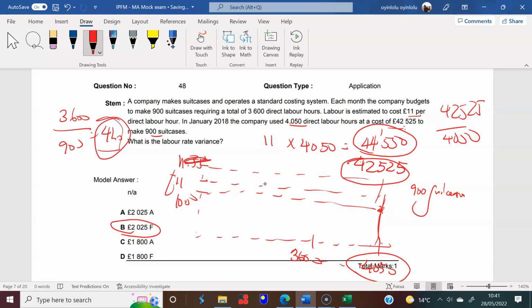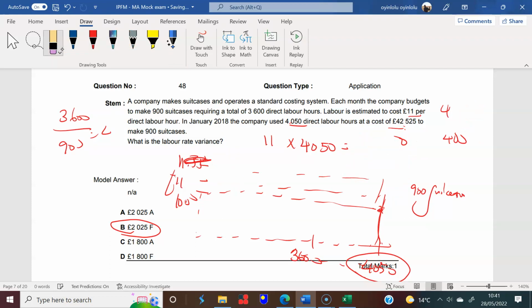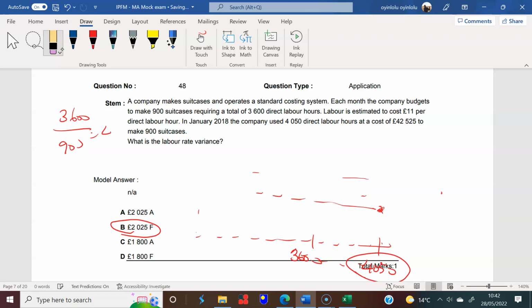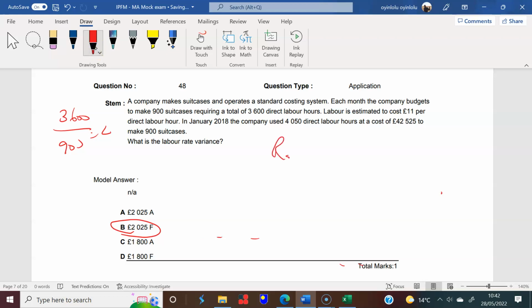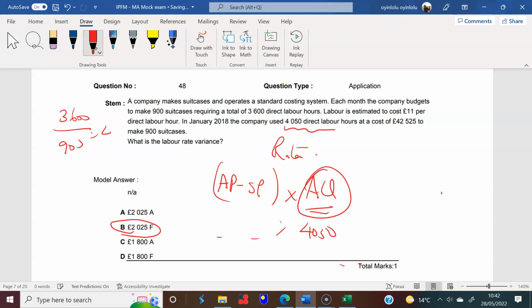So the thing about rate variances or price variances is that we're interested in the actual. I'll just give you a formula here as well, to consolidate learning. I'm not a fan of them, but here it is. When we're looking at rate variances, we're looking at actual price minus standard price times actual quantity. So we're interested in the actual quantity of input. That was 4050. So 4050 times whatever it was.